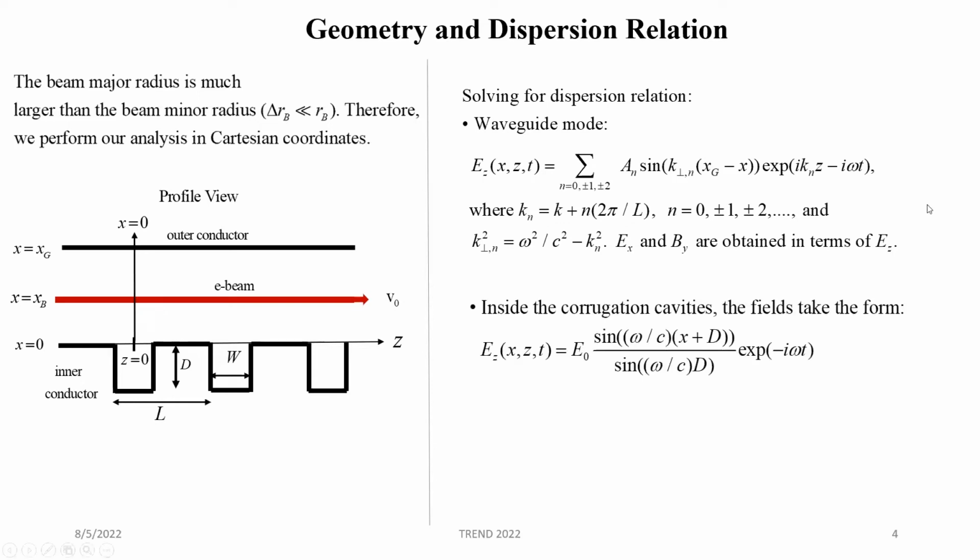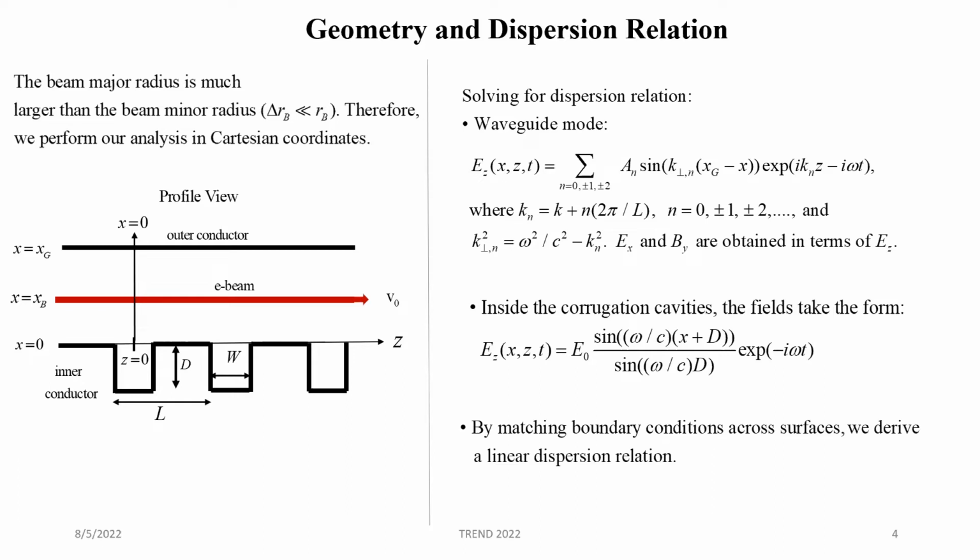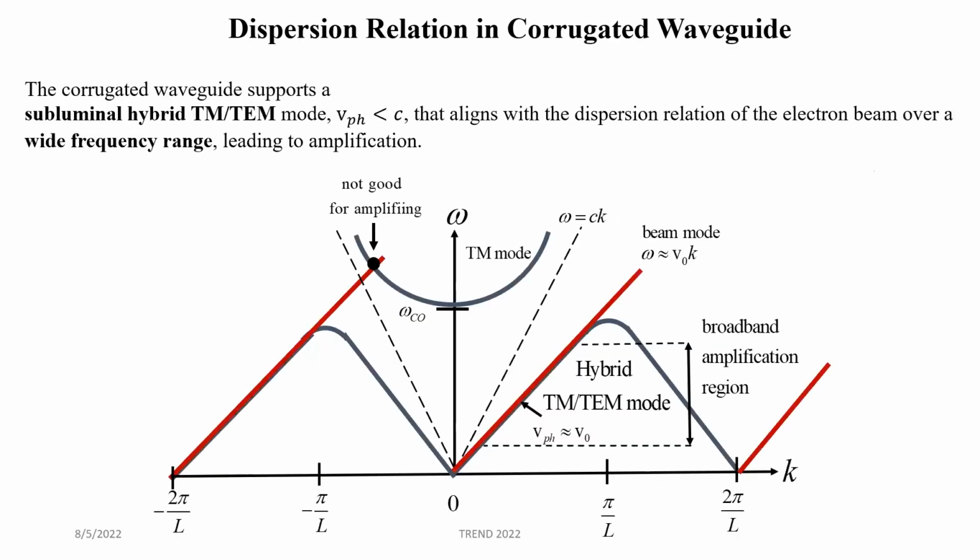So inside the actual corrugation cavities themselves, the fields took on the following form. And the last thing we did is we matched the boundary conditions at the outer conductor, across the electron beam, and across x equals 0 at the lower conductor. And that would give us a dispersion relation, which was just the relationship between the frequency and the wave number as a function of the geometry and the beam parameters.